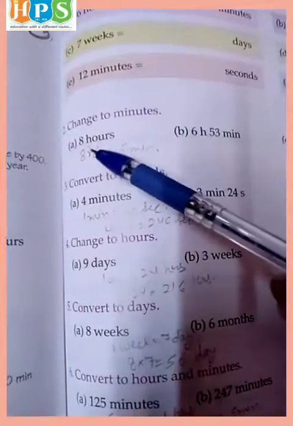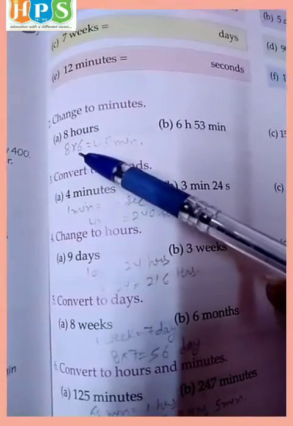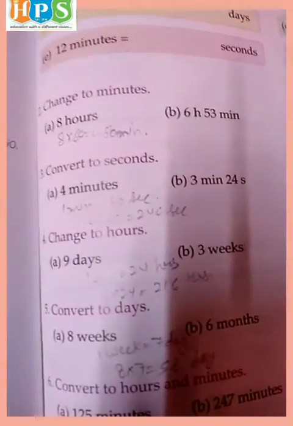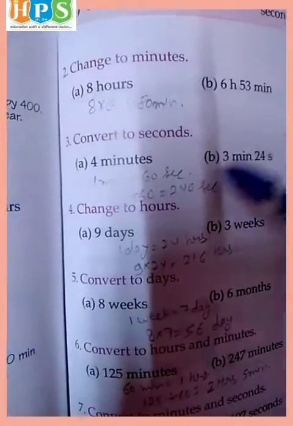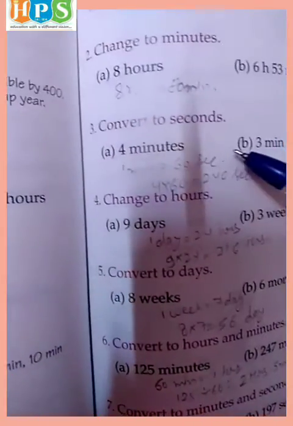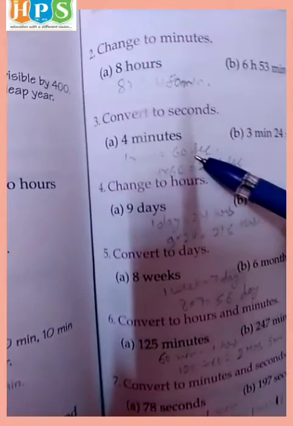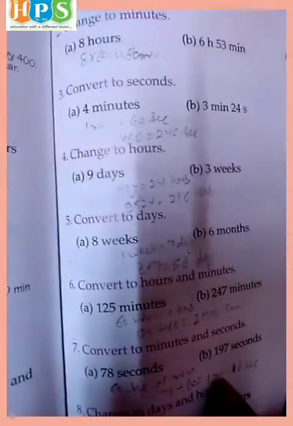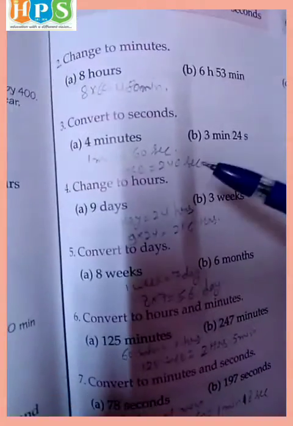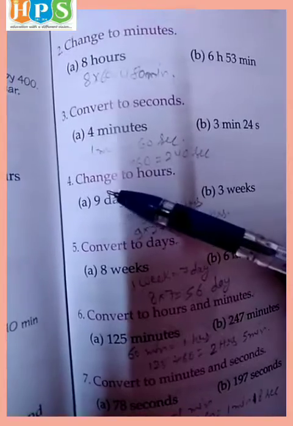Change to minutes. 8 hours. 1 hour is equal to 60 minutes. So 8 into 60, multiply, 480 minutes. Convert to seconds. 4 minutes. 1 minute is equal to 60 seconds. 4 into 60 is equal to 240 seconds. 4 sixes are 24. 240 seconds.